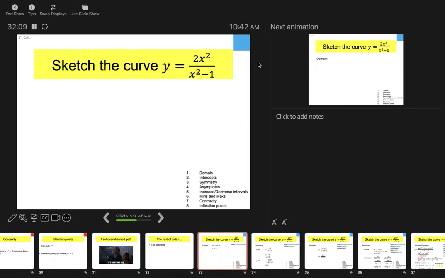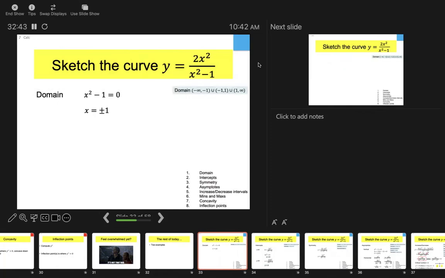How do we find domain? We got variables and denominators. We got any square roots? Do we have any trig? So it's just the denominator. What are we supposed to do? Set it equal to 0 and solve. Go. Which is? Which is not 1. Plus or minus 1. So our domain is everything except for -1 and +1.